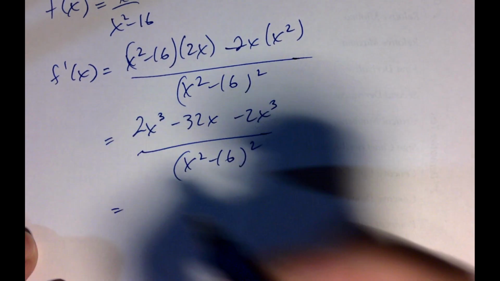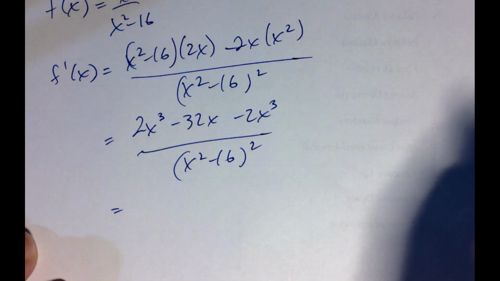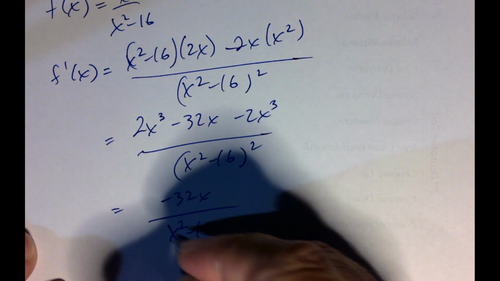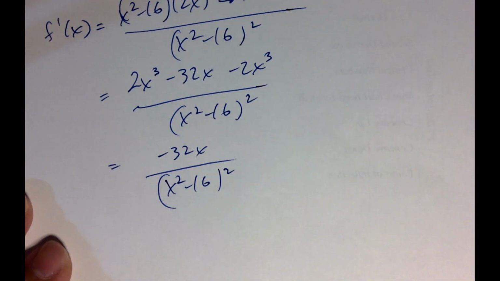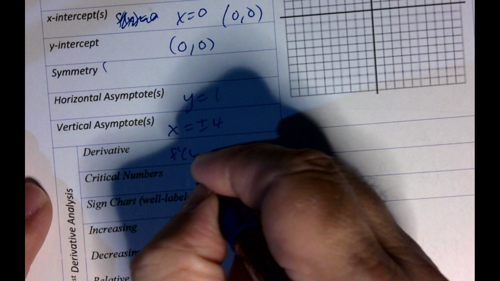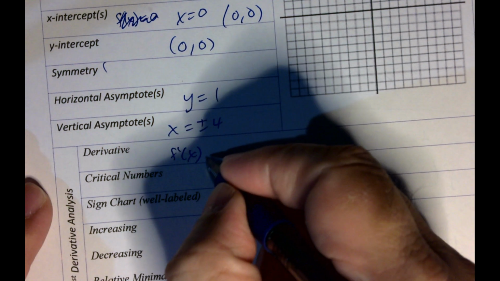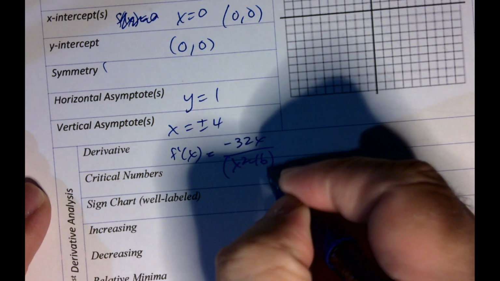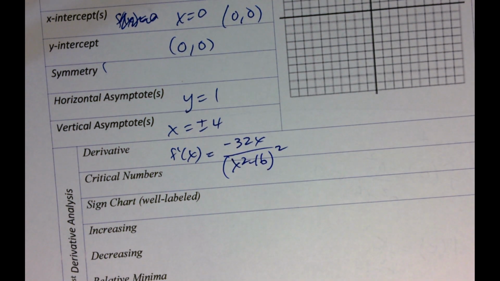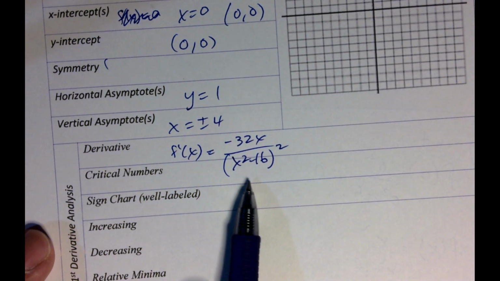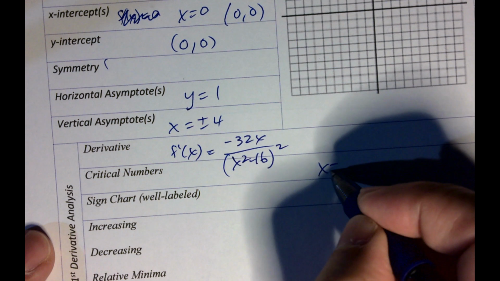Simplify that. So the 2x cubes cancel. So it's negative 32x over x squared minus 16 squared. So that is the first derivative. I'll write that over here. f prime of x equals negative 32x over x squared minus 16 squared. All right. Critical numbers. So for critical numbers, you set this function equal to 0, and I'm going to get x equals 0. So that's a critical number.